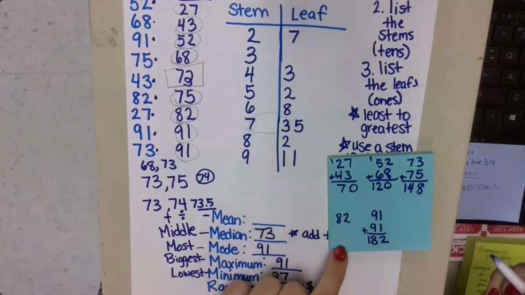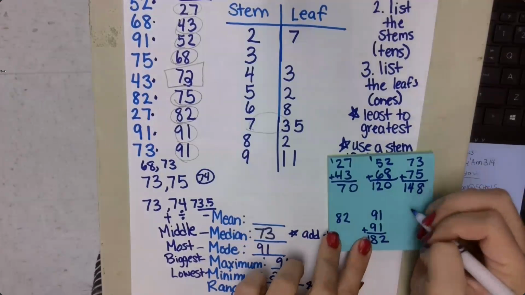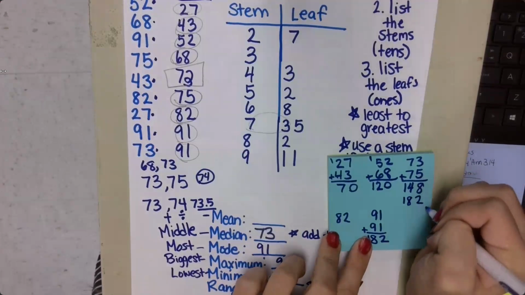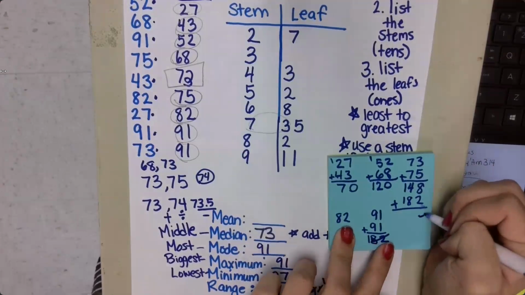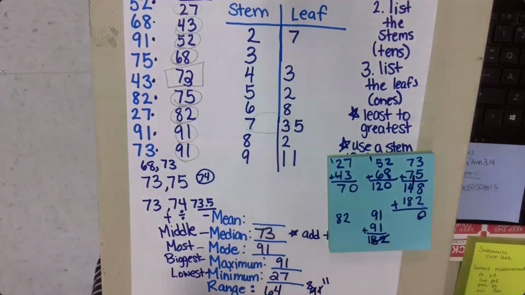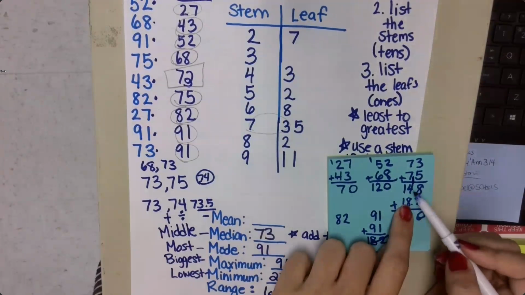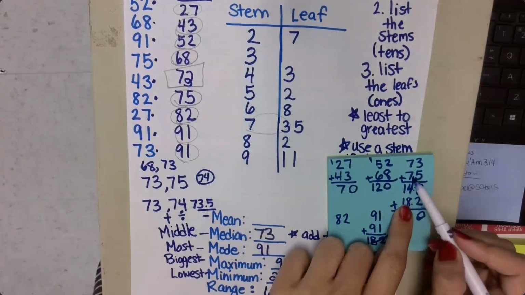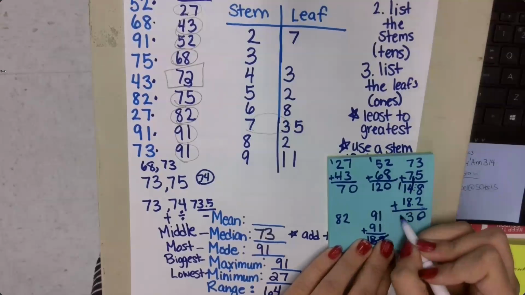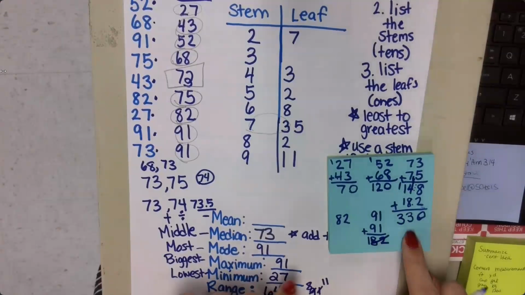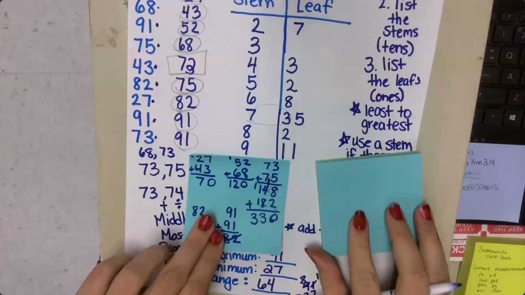Now I need to combine all of those. So I'm going to start by adding these two together. Put a check on it so I know it's done. It's very important to take your time doing this so you don't make a mathematical error or you won't get the correct mean. 8, 9, 10, 11, 12, plus the 1, 13, carry the 1. I'm at 330.